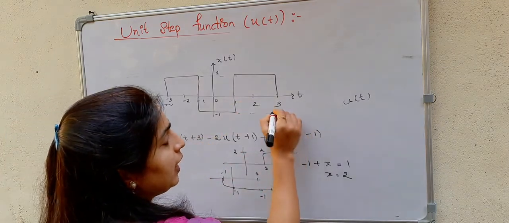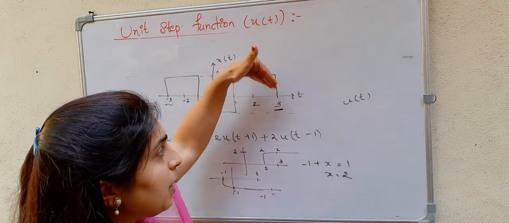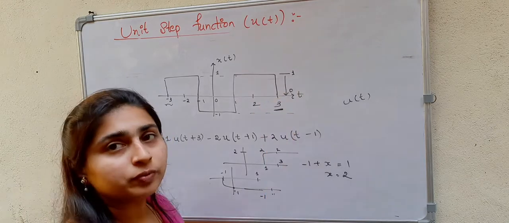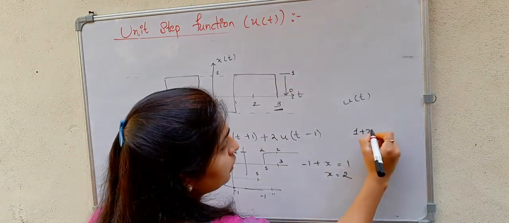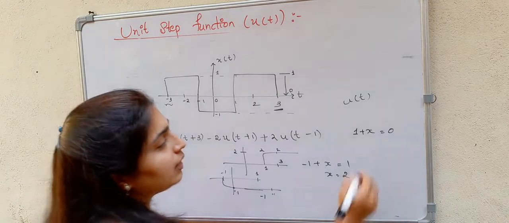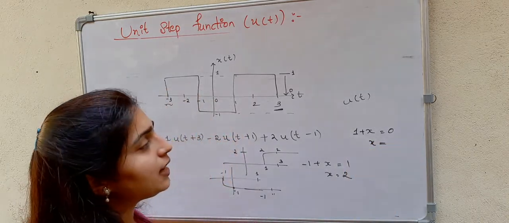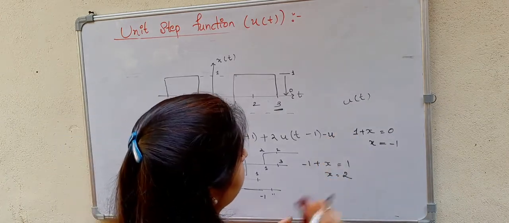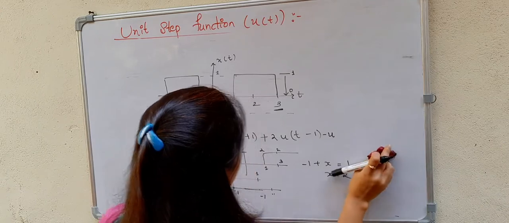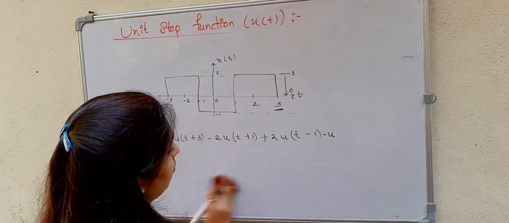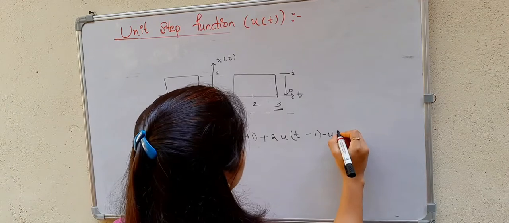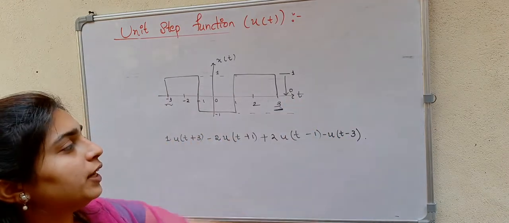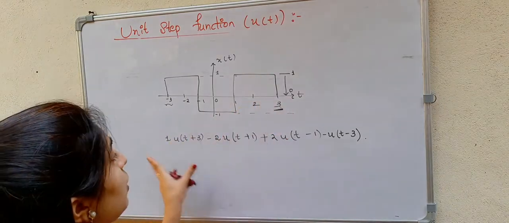But now at 3 again what happens, it is coming to 0, means the height from 1 it is going to 0. Now I have to add something to x to make it 0. That means I can consider x as minus 1 now. So, it is minus u, that will be at t is equal to 3. So, it will be minus u of t minus 3. So, this will be your signal.